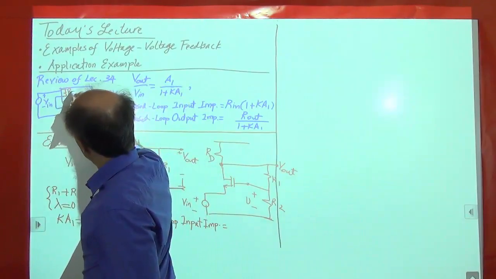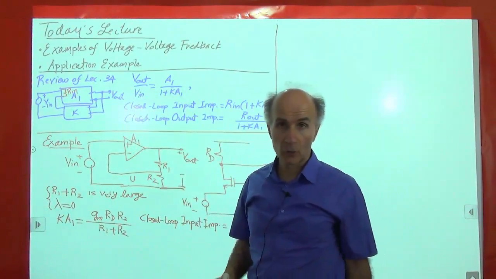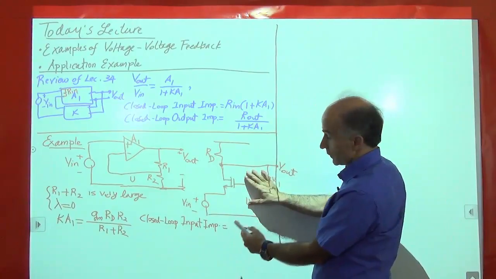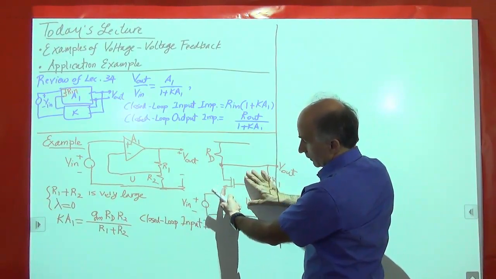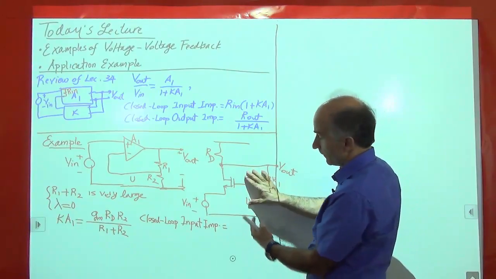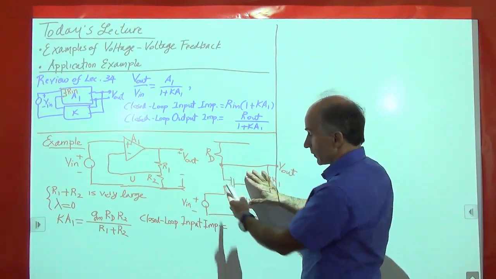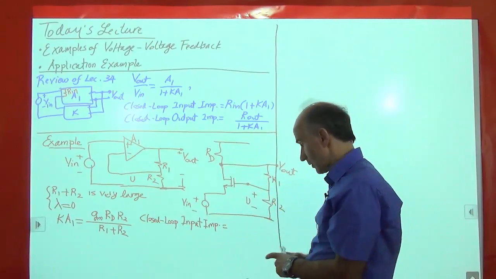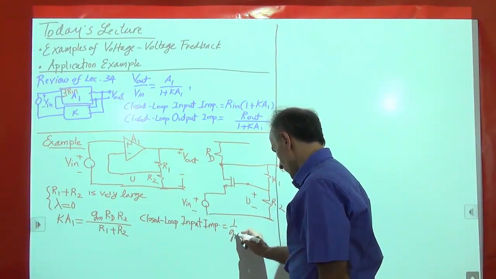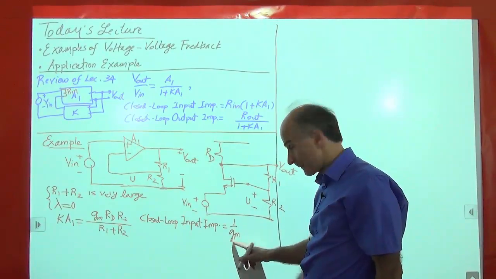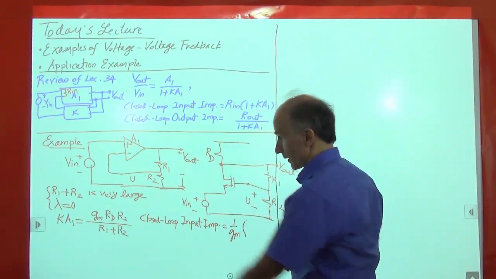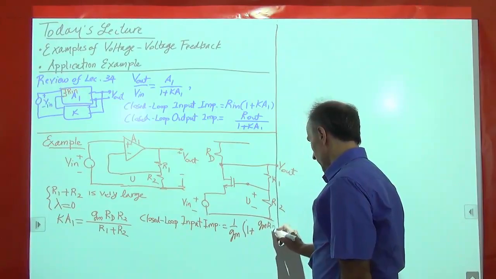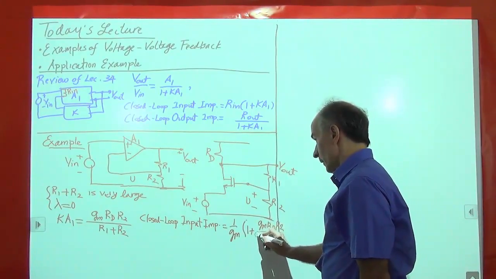So how do I find Rin here? Well, I have to identify the open loop circuit. So the open loop circuit is like this, right? This is the amplifier with two inputs. The input impedance seen here is we are looking into the source of a MOS transistor with this gate at AC ground and no channel length modulation, so that would be 1 over GM, right? So the input resistance of the circuit, a common gate stage, is 1 over GM. That is the open loop input resistance multiplied by 1 plus KA1, so 1 plus the loop gain, 1 plus GM RD R2 over R1 plus R2.